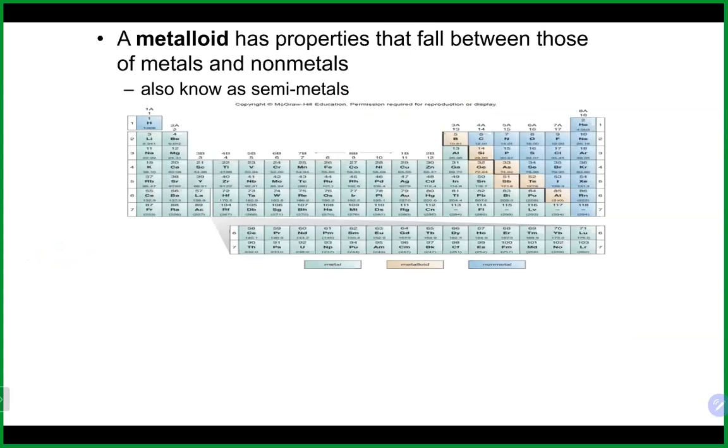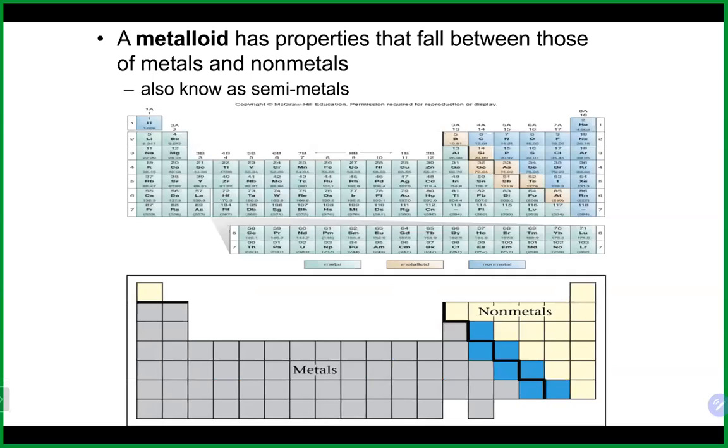The staircase part are our metalloids, or semi-metals. Some books, I can't remember if yours does or not, will include boron as part of the metalloids or semi-metals. If you think about where they are located, basically to the left of them are metals, to the right of them are nonmetals. So they're kind of in between the two.